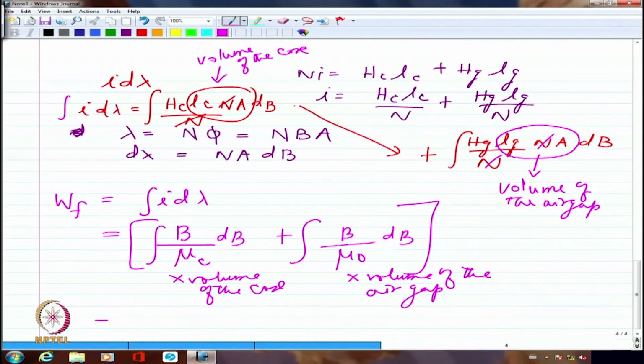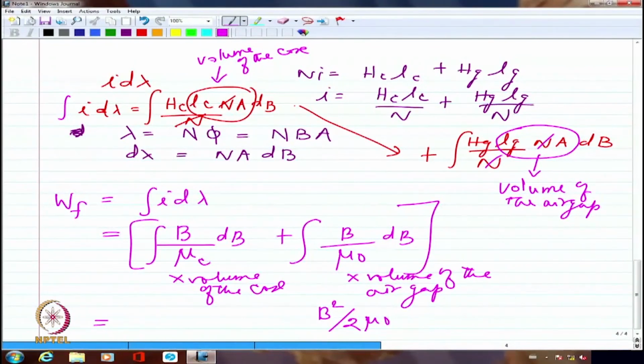Now, I can definitely write this as B square by 2 mu naught when I am integrating it over the entire region of the flux density. I should be able to write this as B square by 2 mu naught multiplied by the volume of the air gap. For the iron core I will get B square by 2 mu c, but please note, mu c is going to be much higher as compared to mu naught.